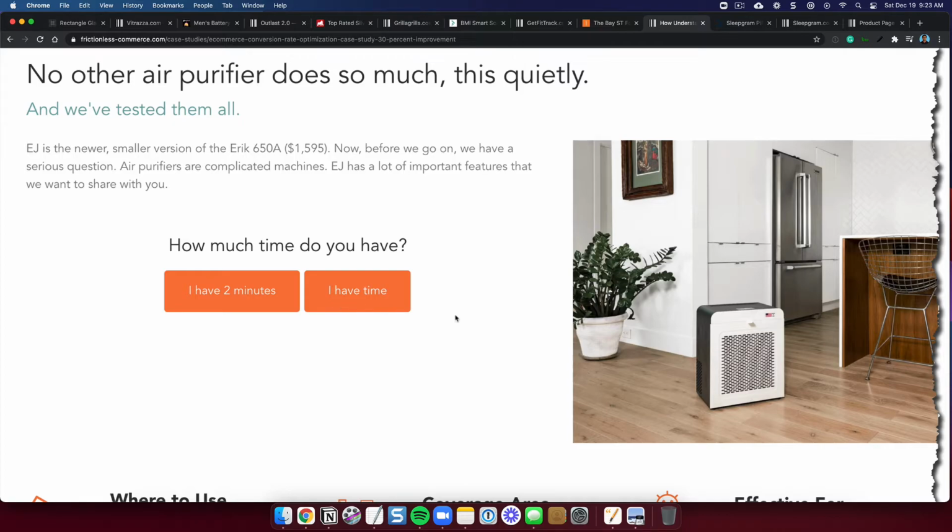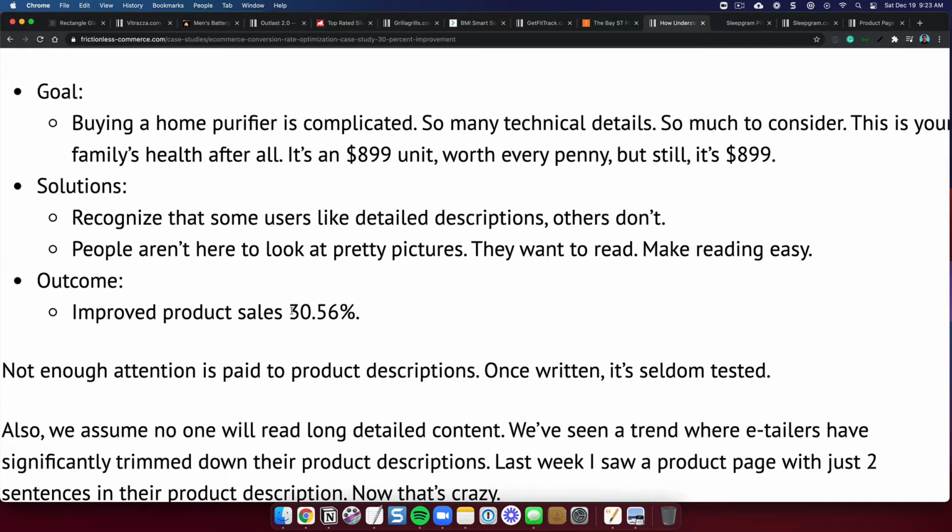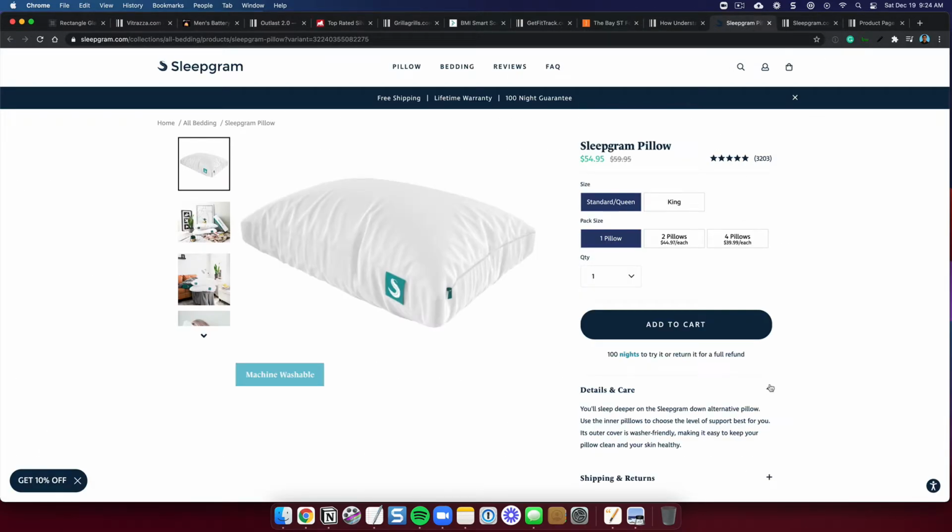What effect did this have on conversion rates? Well, it increased sales by 30%. 30.56% sales went up. So by simply adding two buttons, and of course we personalized the copy as well, that's a pretty remarkable outcome. I'm going to show you one more example. Actually, I have two more examples.